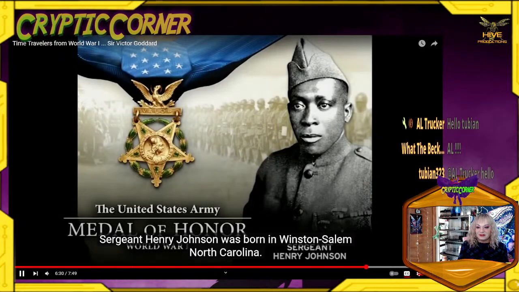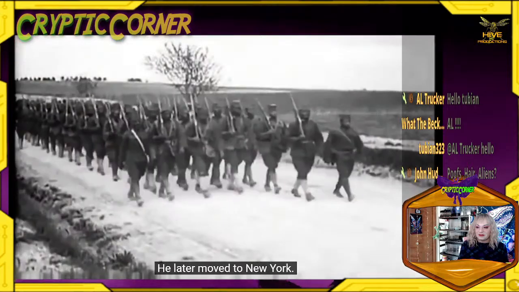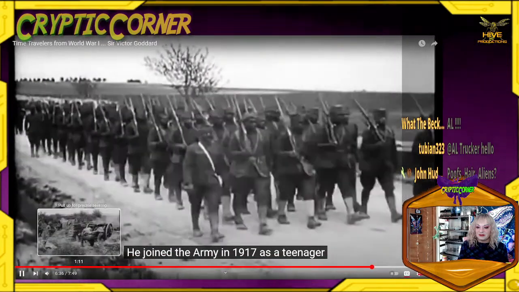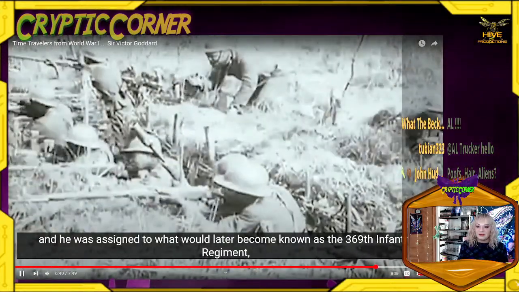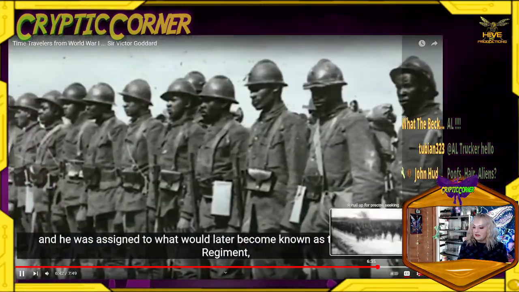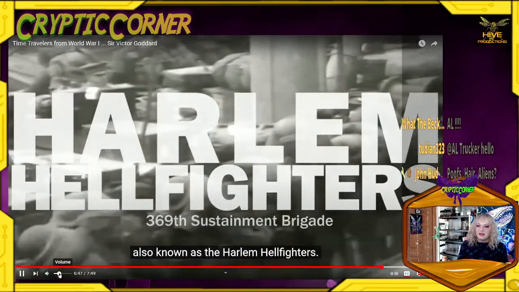Private Henry Johnson was born in Winston-Salem, North Carolina. He later moved to New York. He joined the Army in 1917 as a teenager, and he was assigned to an all-black National Guard unit that would later become known as the 369th Infantry Regiment, also known as the Harlem Hellfighters.